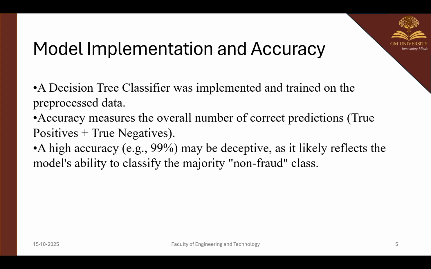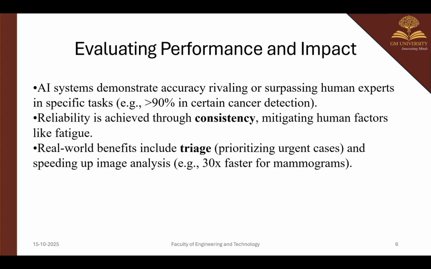Model implementation and accuracy. The decision tree classifier was implemented and trained on the pre-processed data. As we know, we have used a confusion matrix, that is true positive and true negative. High accuracies such as 99% may be deceptive, as it likely reflects the model's ability to classify the majority non-fraud class. So we are going to predict with 99% accuracy. Just think, we are not going to predict casually; we are going to aim for a more accurate result.